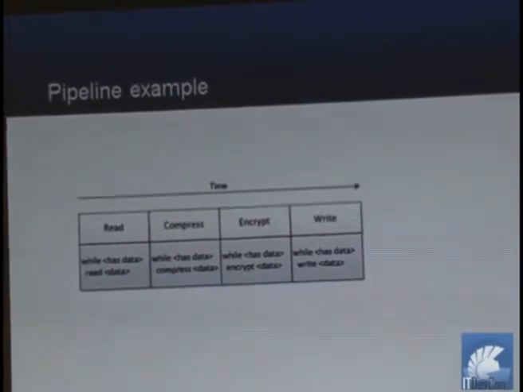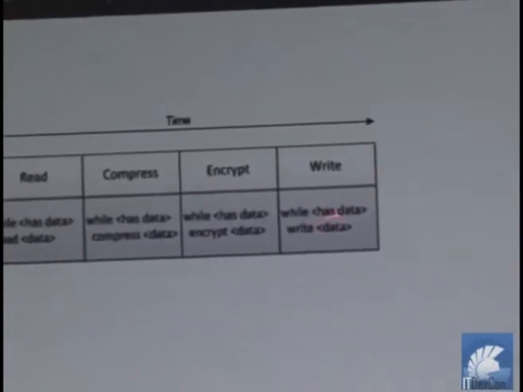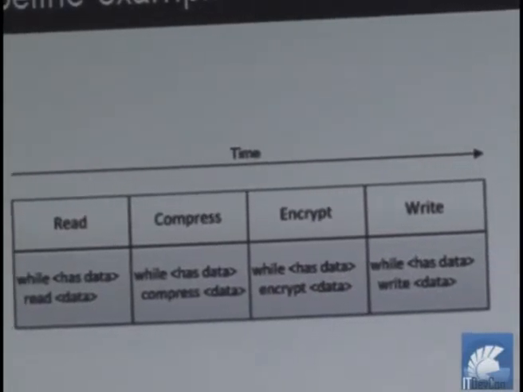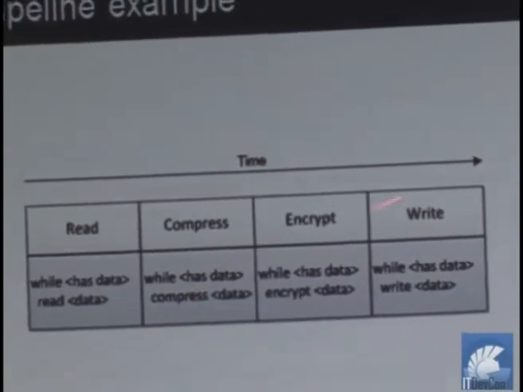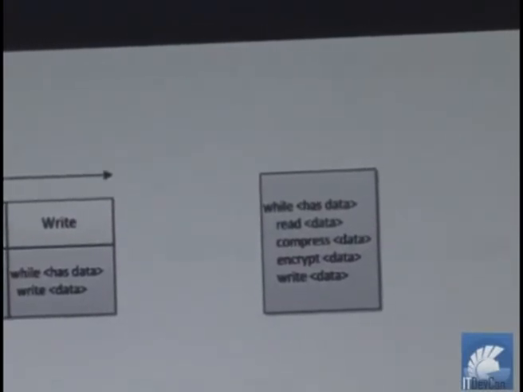So each of these parts is basically doing the same. While there's some data, it does something. Reads data, compresses data, encrypts data, and so on. In reality, you usually wouldn't write the program like this. You would write it like this. While there is data, read a block, compress this block, encrypt this block, write this block, and repeat. Because this way, there's much lower memory requirements for the program if you're doing block by block and not a whole file at once.